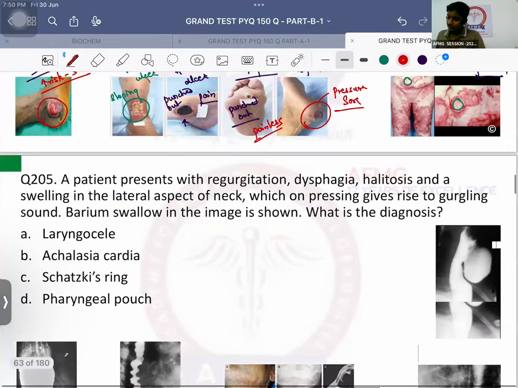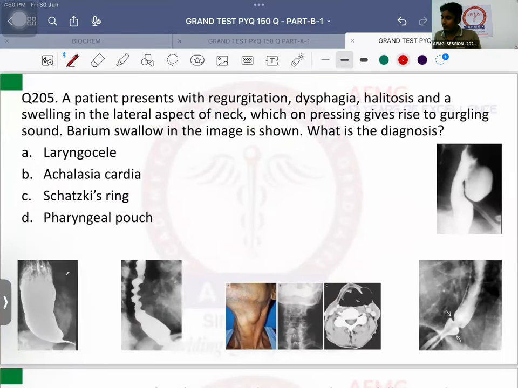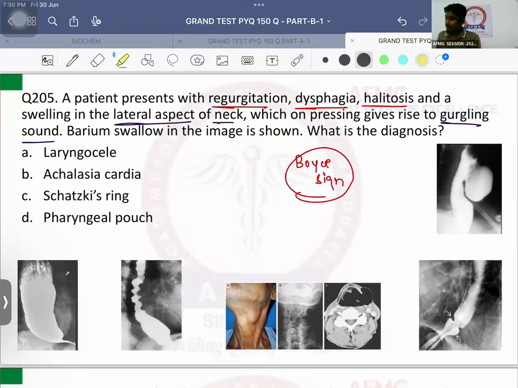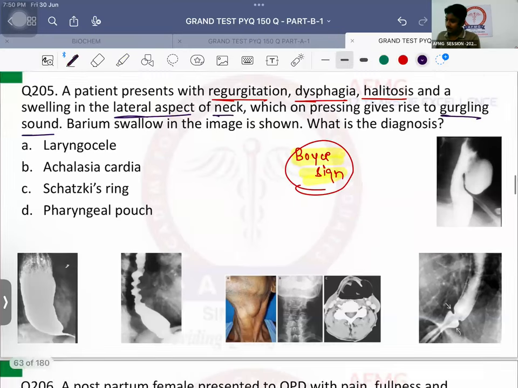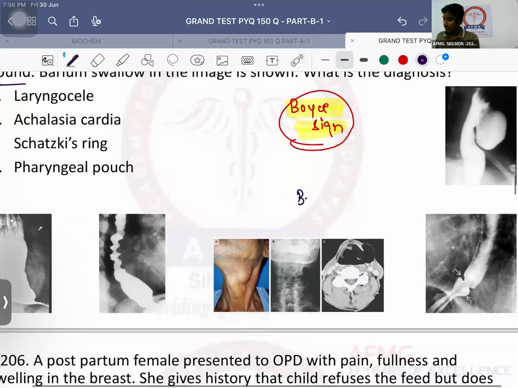Question number 205. A patient presents with regurgitation of food, dysphagia and halitosis. Dysphagia is difficulty swallowing. Okay, and a swelling in the lateral aspect of the neck, which on pressing gives a gurgling sound, like this. What is the sign called? Bryce sign. When we press a neck swelling and we get a hissing sound, that is known as Bryce sign. So, hissing is known as Bryce sign.